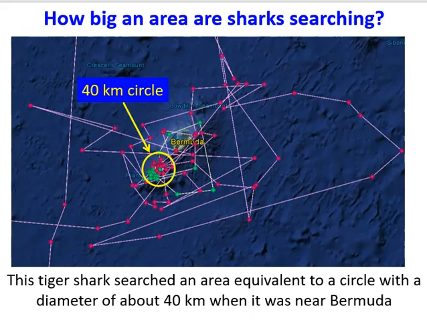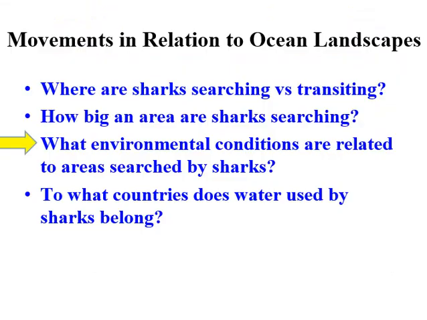Here's an example with a tiger shark in Bermuda. Look at all these different locations, and you run that analysis, and you come up with this. The result is that this particular tiger shark was searching an area that's about 40 kilometers. This circle has a diameter of 40 kilometers. So you could do that for bees. You'd, of course, have a much smaller area. You could do that for raccoons, and see how big of an area they're searching. So those are the kind of methods that are used.